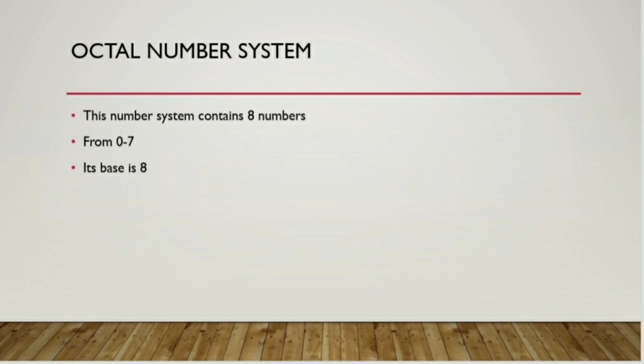The other number system is the octal number system. Octal means there are 8 numbers in this system, 0 to 7. We take 8 numbers, 0 to 7, so its base is 8. So this is the octal number system.